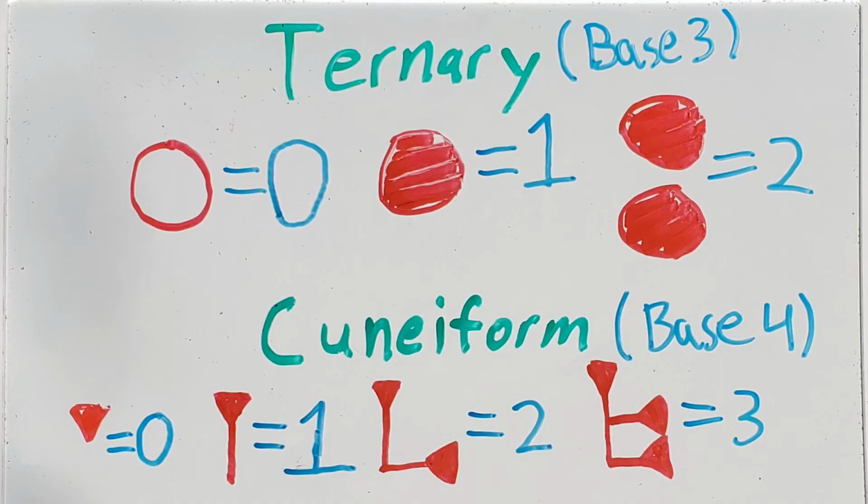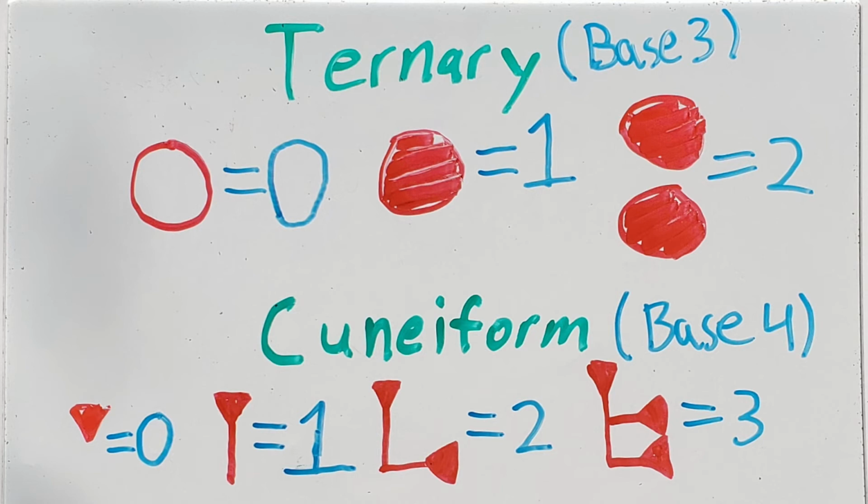We have a couple terms to cover. Ternary symbols are the symbols with circles, and cuneiform symbols are the symbols with lines and triangles. The ternary symbols are base 3, the cuneiform symbols are base 4. You can directly change the symbols into a number. Let's take a look at what each symbol represents.